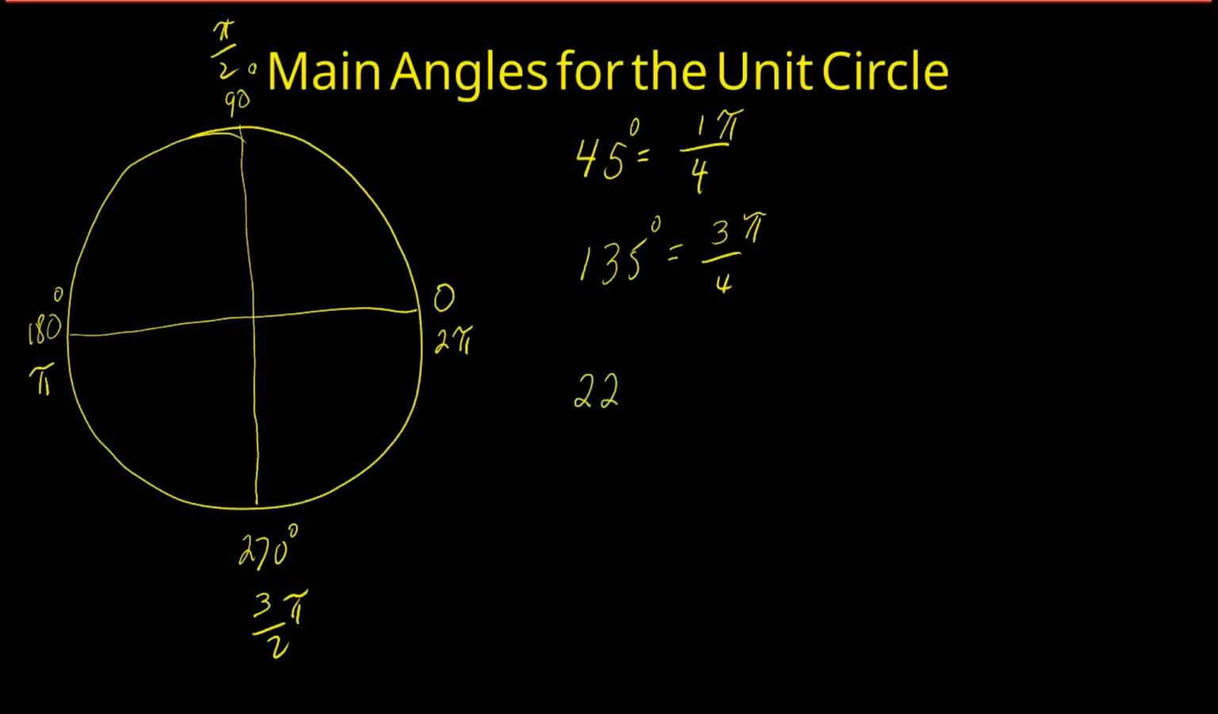The next one is 225 degrees, which is 5/4 of a pi. We already did 270 degrees. That's 6/4 of a pi, which is 3/2. And the last one will be 315, which is 7/4 of a pi. 360 is 8/4, which is 2 pi.